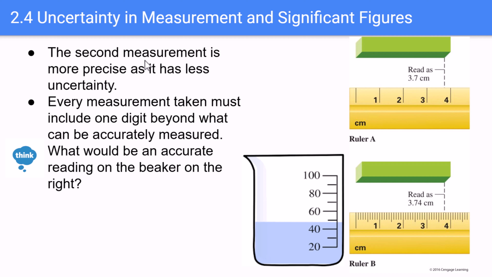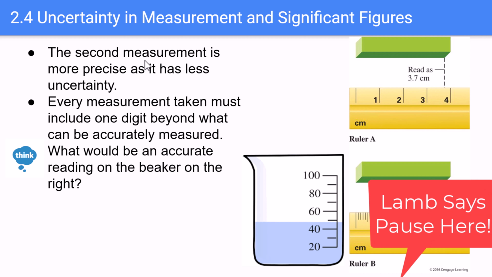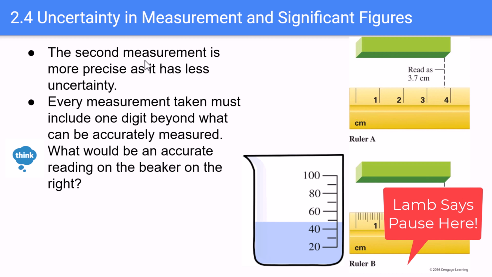It says, what would be an accurate reading of the beaker on the right? Think about what each of the increments represents and what you might estimate as a number for the amount of liquid in that beaker. Let's assume that the volume is being measured in milliliters, all right? Take a moment, work with that, and we'll come back and answer the question.